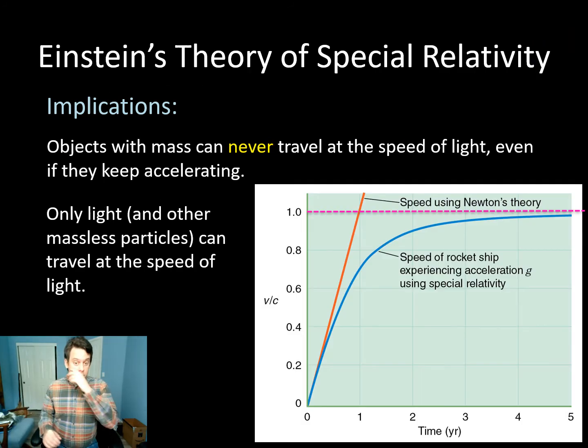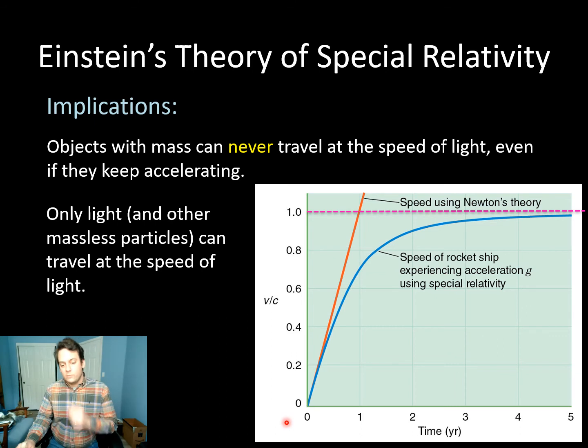So now we know that objects with mass can never travel at the speed of light, and that's important. It's the mass. If something doesn't have mass, like a photon, a particle of light, which has no mass, that will travel at the speed of light. But objects with mass cannot travel at the speed of light.